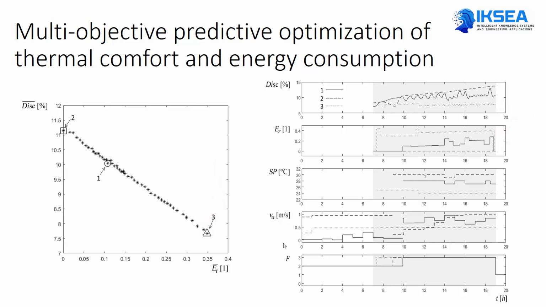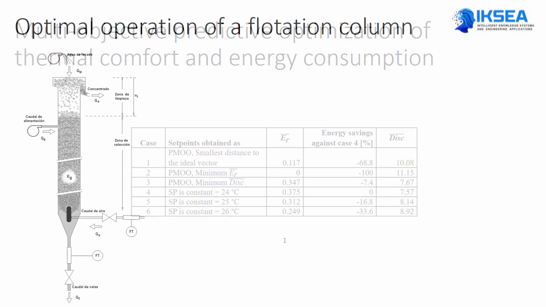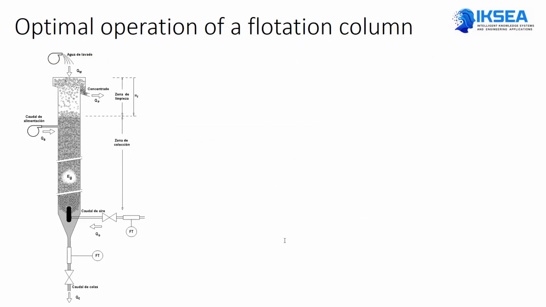Solution 1 is a trade-off alternative that is always very efficient. This table shows that solution 1 shows a saving of almost 70% compared to having the set point constant at 24 Celsius degrees during the whole working hours. In conclusion, it can be clearly seen how multi-objective optimization acts as a decision tool for time trajectories in the operation of systems. Let us now see the case of optimal operation of a column flotation unit.